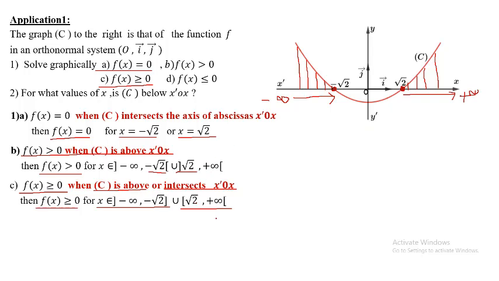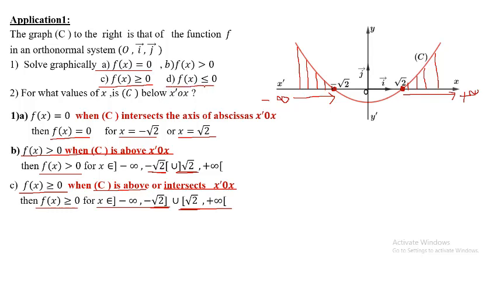So the difference between this inequality and the previous one: in the previous inequality, the interval is open at minus radical 2 and also at radical 2, but in this inequality the interval is closed at minus radical 2 and also closed at radical 2. This is the difference. Let us complete.